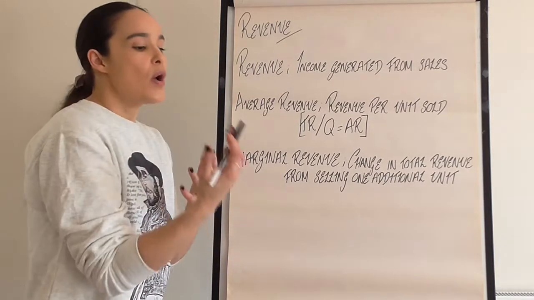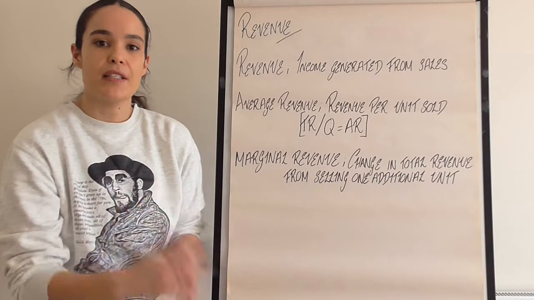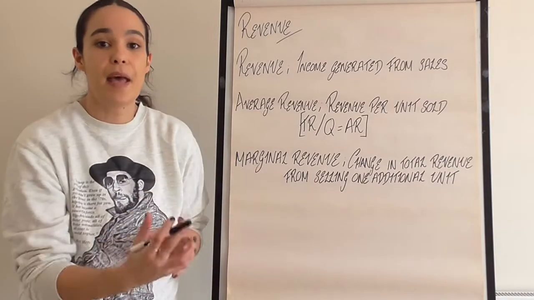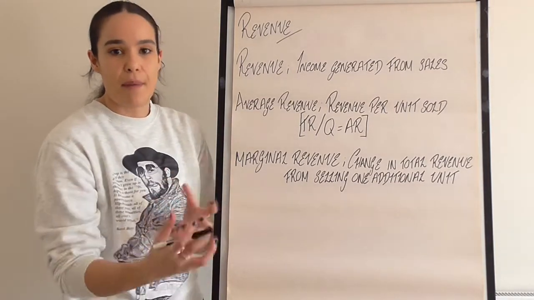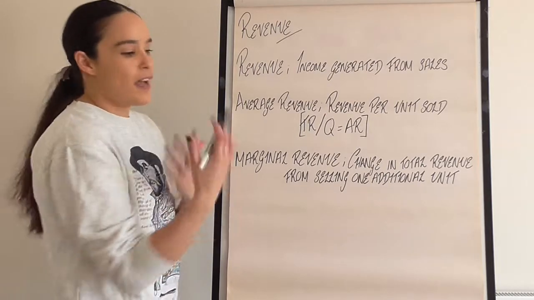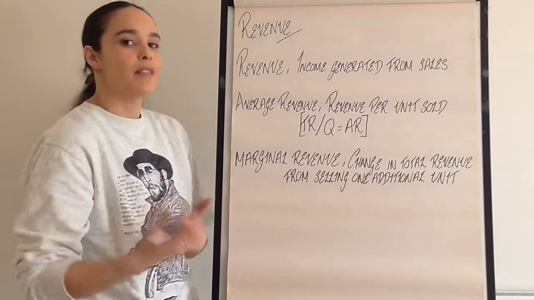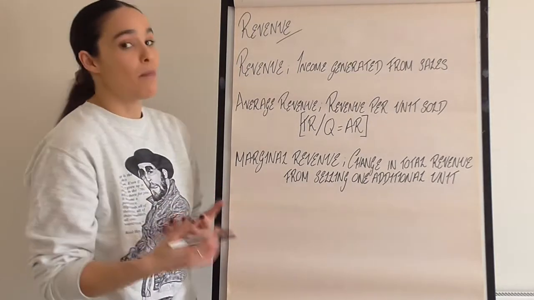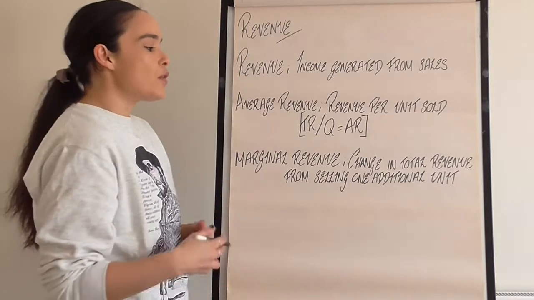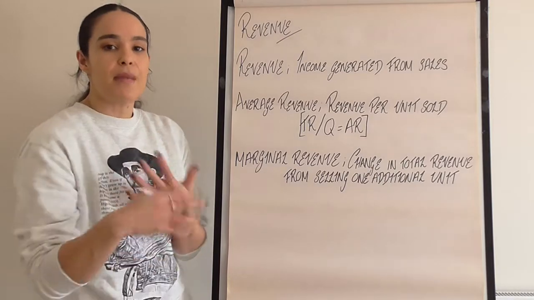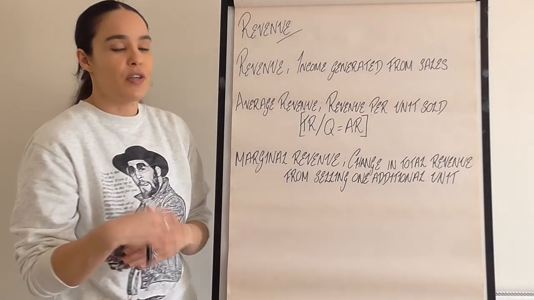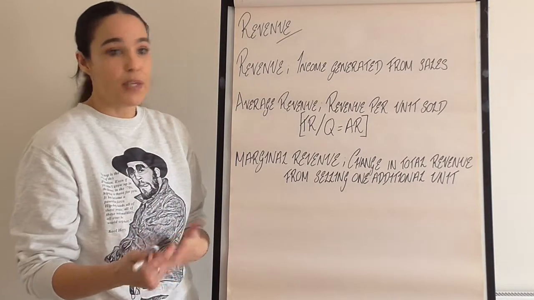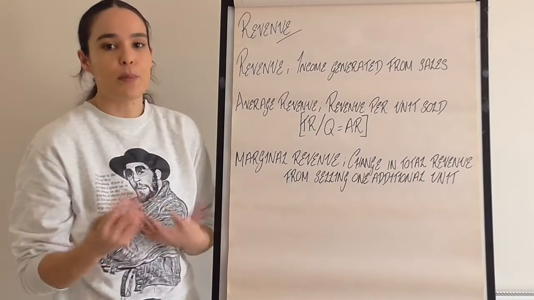So if I go from selling 10 units to 11 units, I go from making £100 to £110, then my marginal revenue is £10, right? Because I've sold 1 additional unit for £10. So my marginal revenue is £10. And your marginal revenue might be different, and more often than not will be different, to your average revenue, right? So at the same quantity, your marginal revenue and average revenue will be different, right? Especially if your price is changing.